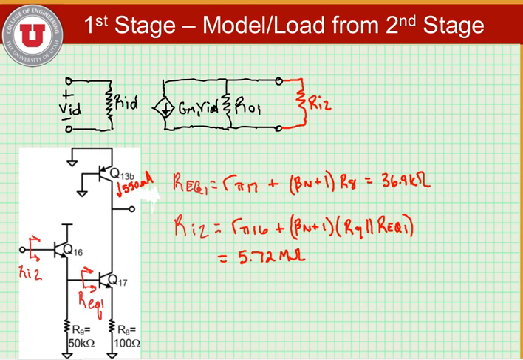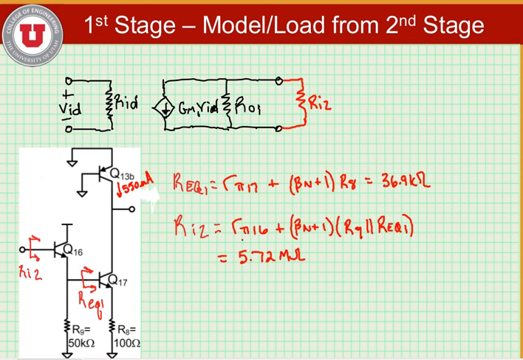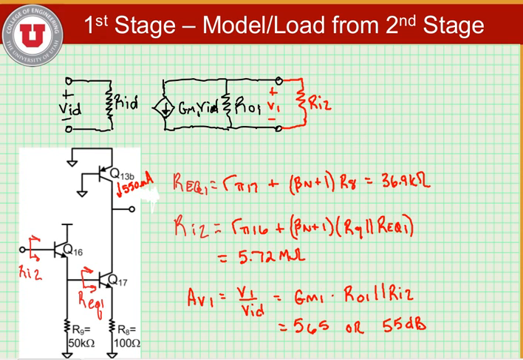Now, recalling that the output resistance from the first stage was 6.8 megaohms, we can figure out what the gain of our first stage is. So we'll say Av1 is equal to V1 divided by V input differential, where V1 is the voltage across the parallel resistors here. And this is equal to gm1 times Ro1 in parallel with Ri2, which equals 565, or in dB, 55 dB.